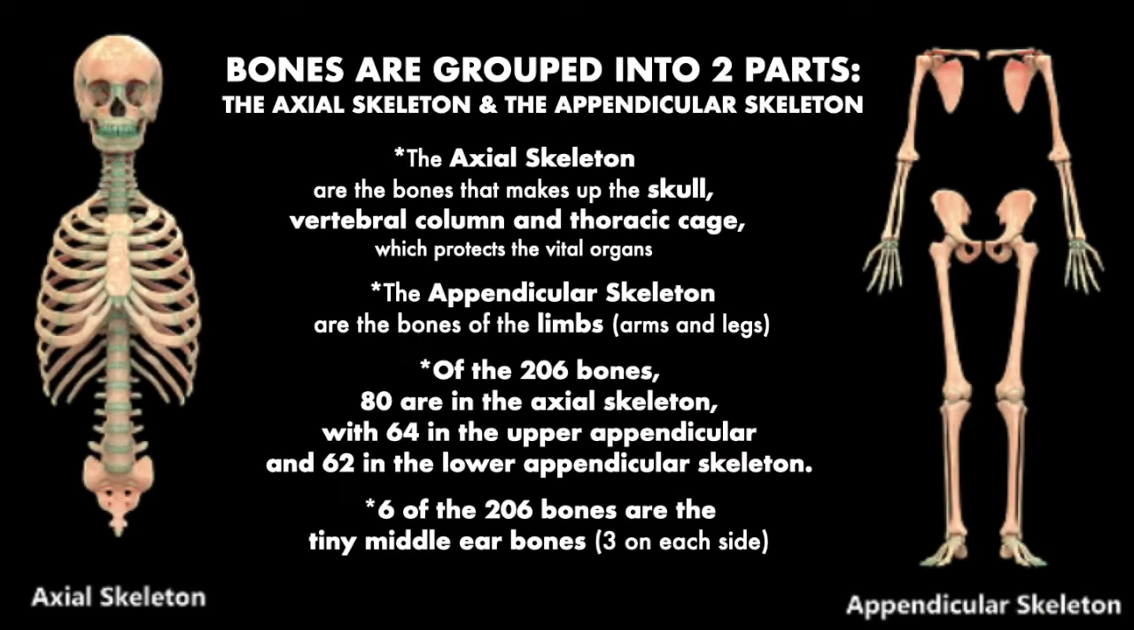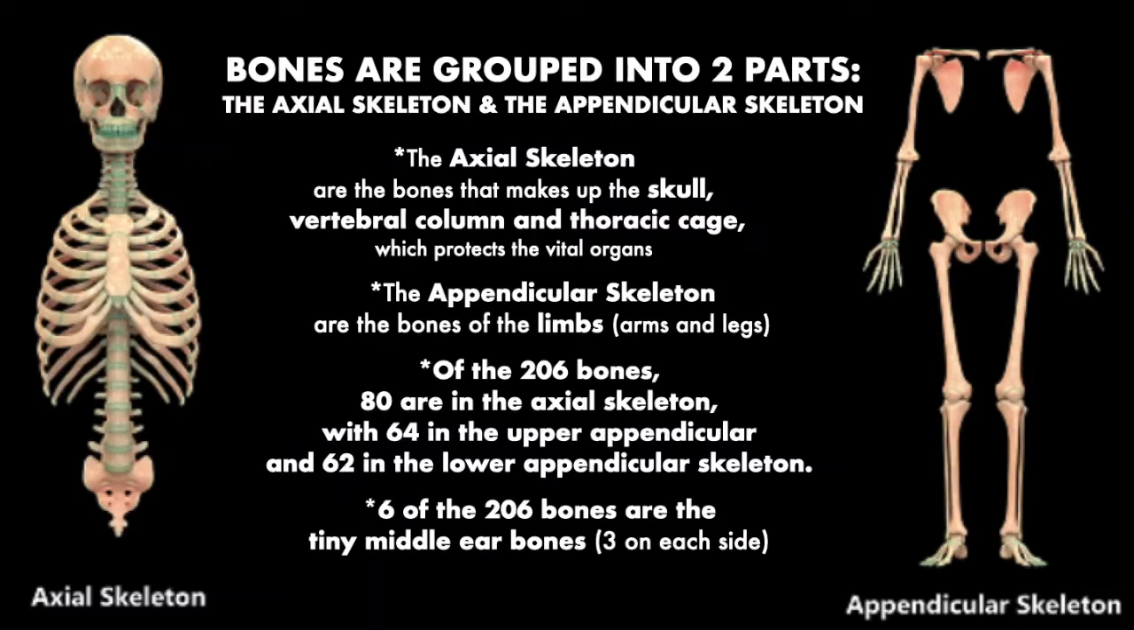As you can see here, on the left is the axial skeleton, which is primarily the skull, hyoid bone, vertebrae, rib cage, and sternum. And then we have the appendicular skeleton, which is primarily the arms and legs, so the appendages, the limbs, as well as the shoulder girdle and the pelvic girdle or pelvis.